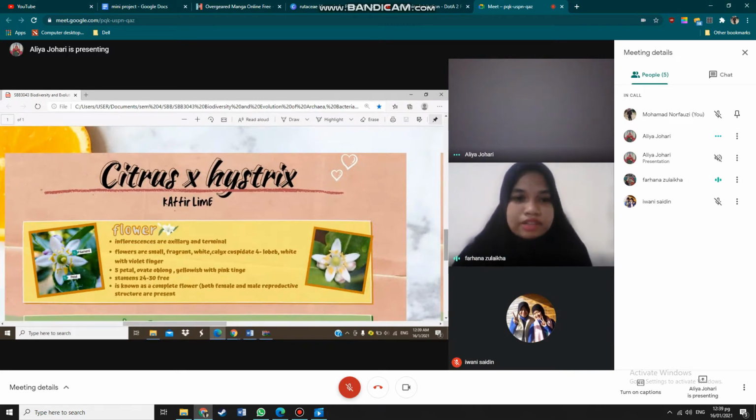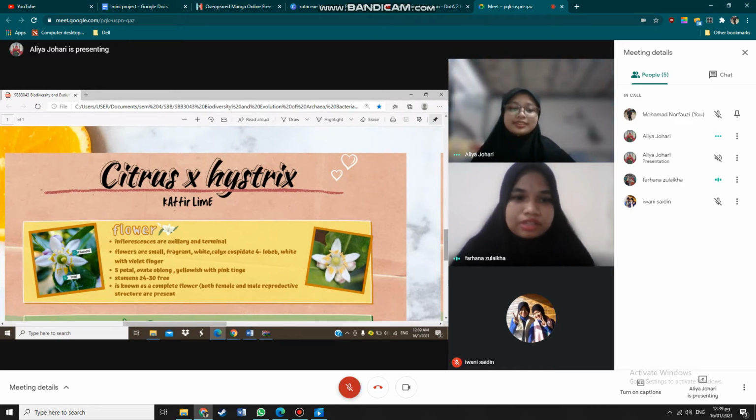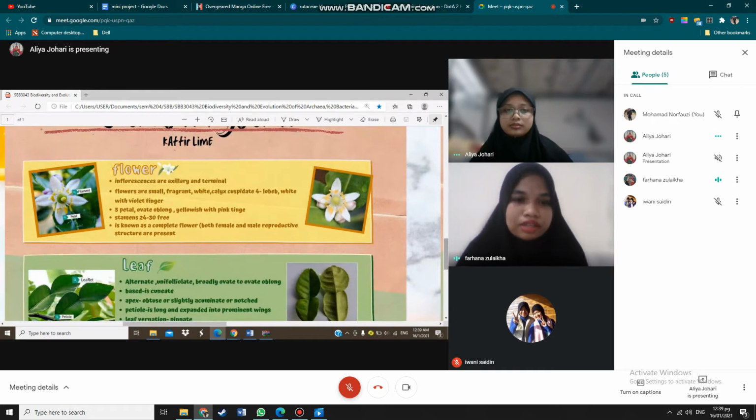Okay, for the next plant of the family Rutaceae, Citrus hystrix, or kaffir lime, or Pokok limau purut. For the flower of kaffir lime, it is an inflorescence because they are axillary and terminal. Flowers are small, fragrant, white, cuspidate, four-lobed, white with violet tinge. They have five petals, ovoid oblong, yellowish, and with a pink tint. They have stamens, 24 until 33.